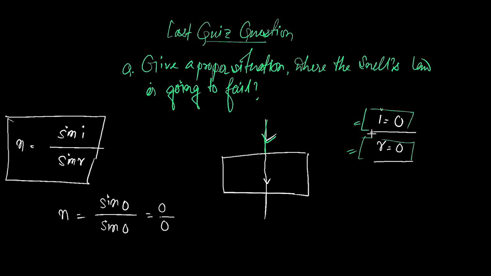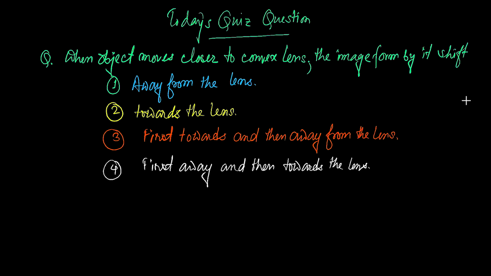By the way, this is the time to move towards today's quiz question. The question says that when an object moves closer to the convex lens, the image formed by it is going to shift. First option is away from the lens, second option is towards the lens, third option is first towards and then away from the lens, and fourth is first away and then towards the lens.